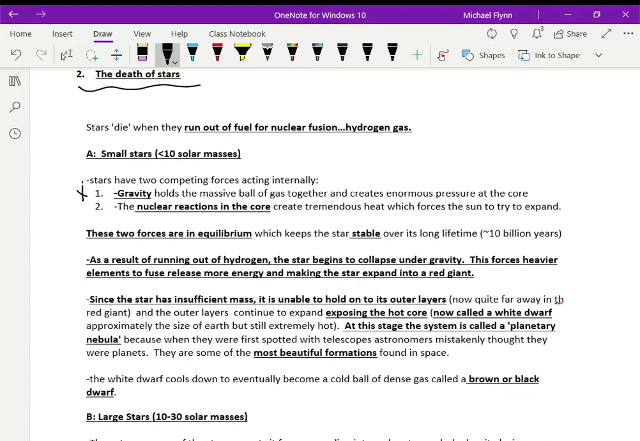So number one, gravity holds the massive ball of gas together and creates enormous pressure at the core, okay? Now what this will tend to do is make the star collapse under its own weight, okay? But what prevents that from happening is nuclear fusion in the core, which makes it try to expand. So that's the opposite of collapsing. And so these two forces are in balance with each other, and our star stays the same size. But it won't stay that way forever, okay?